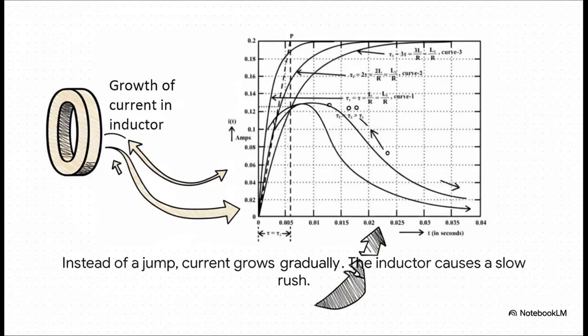This one graph explains the entire concept perfectly. Instead of the current shooting straight up from 0 to its max value, like you might expect, look at that beautiful curve. The current grows gradually. That gentle slope, that is the inductor in action, pushing back against that sudden change and forcing the current to build up slowly. It's not a jump, it's a slow rush.